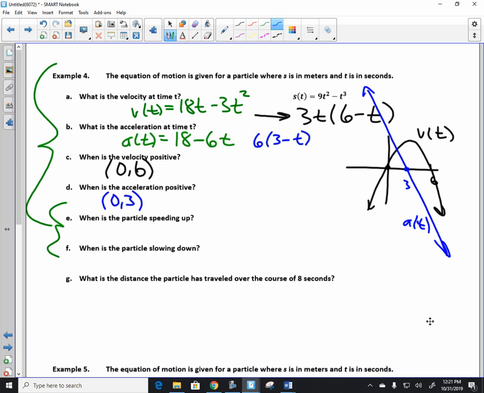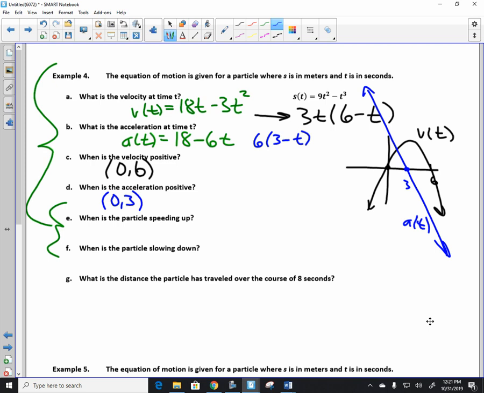There is, so that the acceleration is the second derivative. There's a third derivative, and we call it the jerk. We are not going to need to know that. I don't see your book addressing it, and I don't see the AP exam addressing it.